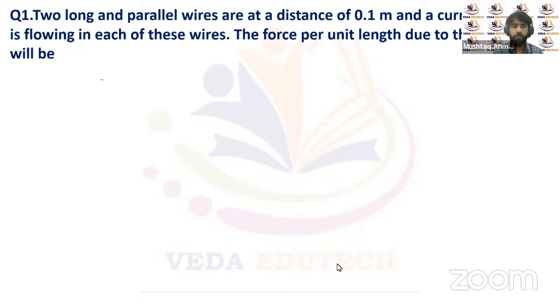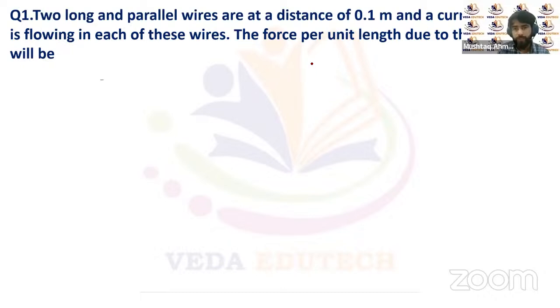Now let's begin with question number one here. Two long and parallel wires are at a distance of 0.1 meter and a current of 5 ampere is flowing in each of these wires. The force per unit length due to these wires will be? So the question is that we have to find out the force between the two parallel wires through which the current of 5 ampere is flowing in each of these wires.